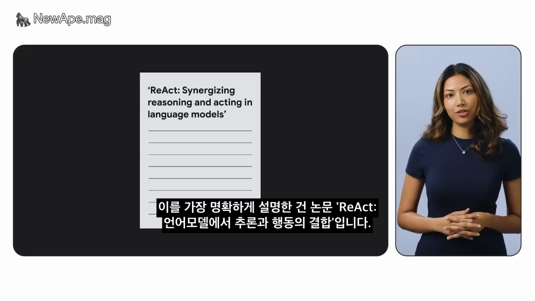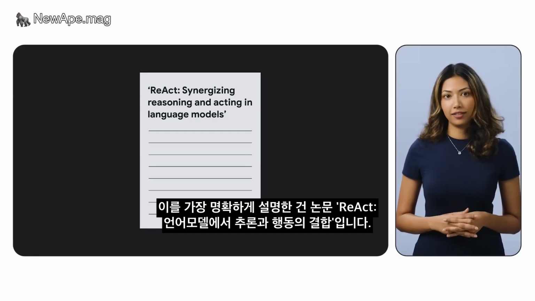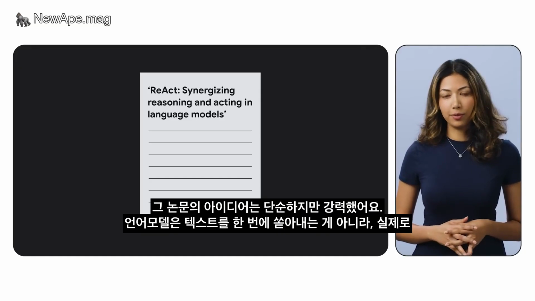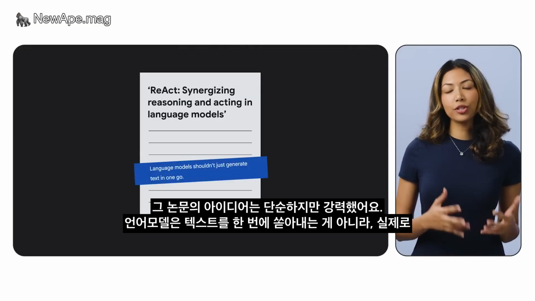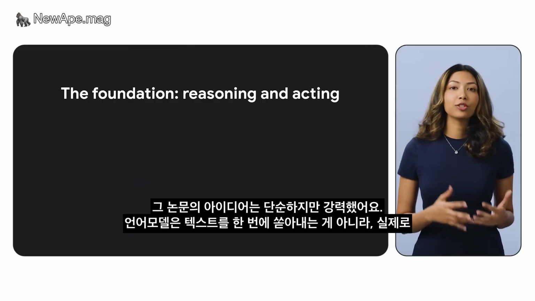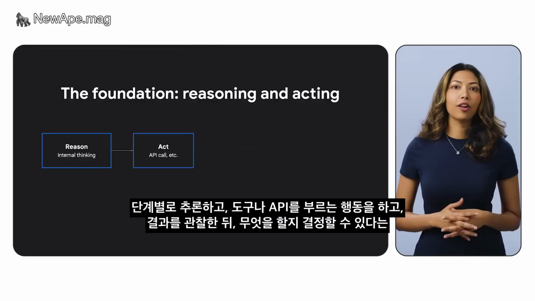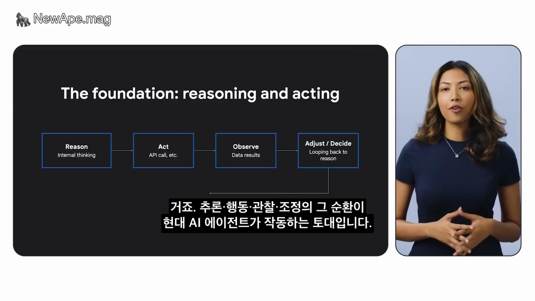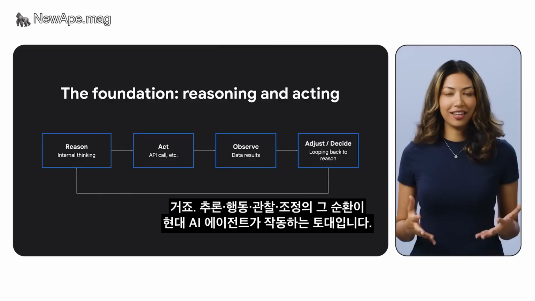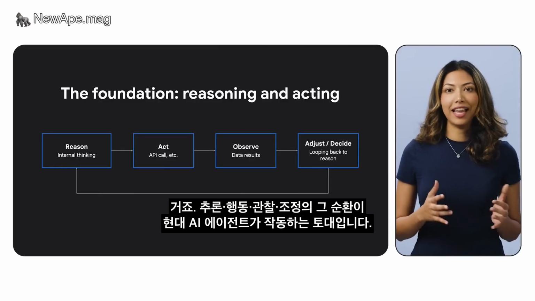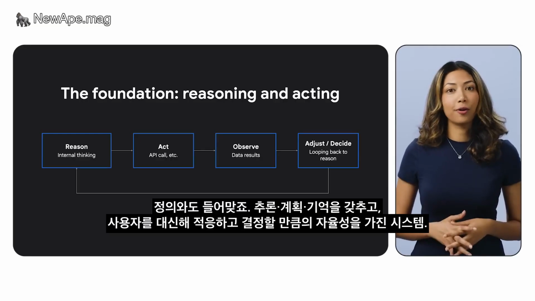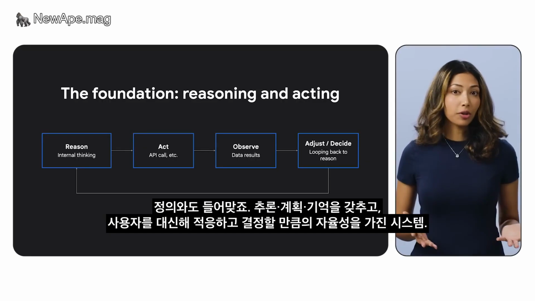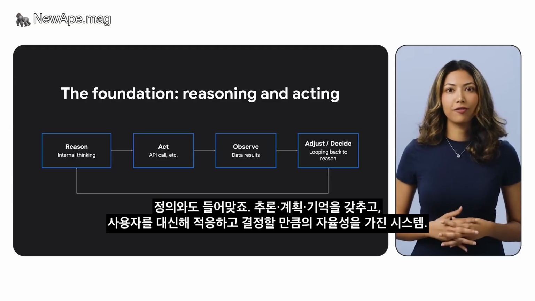One of the clearest explanations comes from the research paper ReAct: Synergizing Reasoning and Acting in Language Models. The idea in that paper was simple but powerful. Language models shouldn't just generate text in one go. They can actually reason step by step, take an action like calling a tool or API, observe the results, and then decide what to do next. That cycle of reasoning, acting, observing, and adjusting is the foundation of how modern AI agents work. And it lines up with how agents are defined: systems with reasoning, planning, and memory, with enough autonomy to adapt and make decisions on behalf of the user.